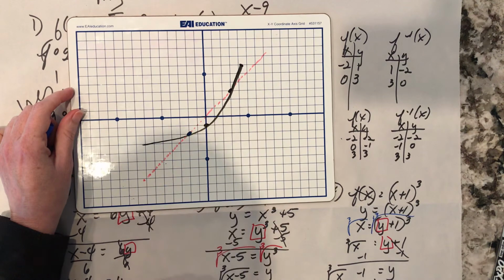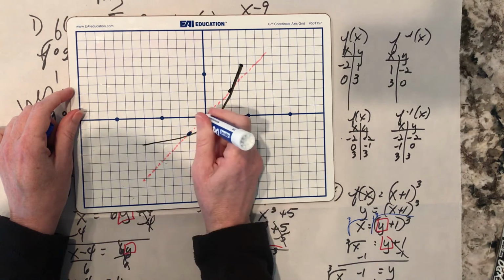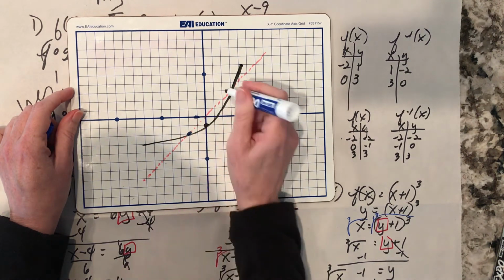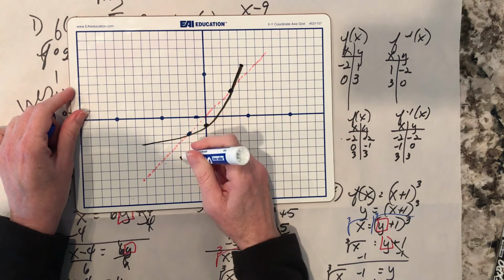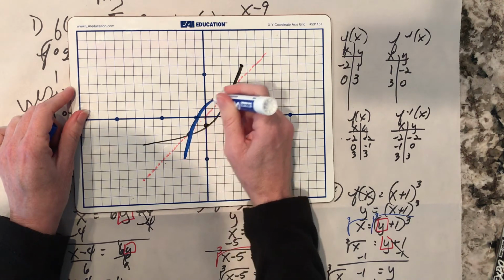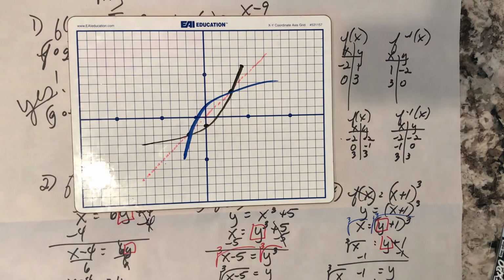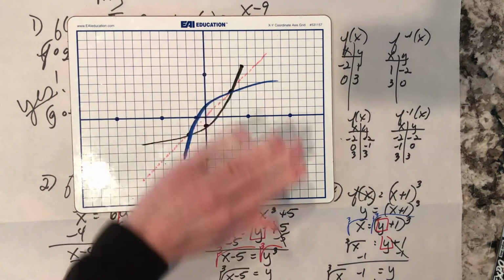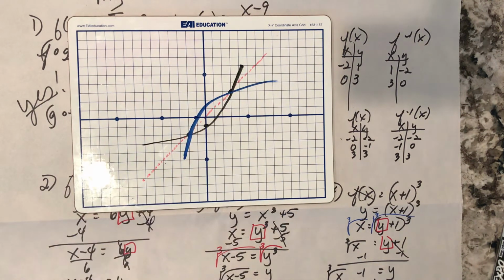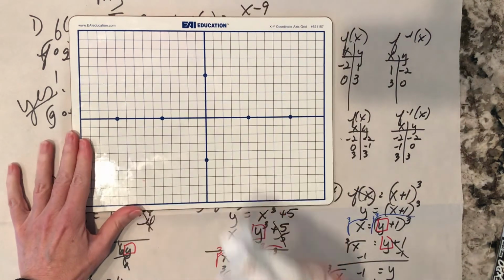Negative 2 will be that one. Negative 1, 0 is this guy. And 3, 3 is that guy. So we're looking at something like that. You can see that those are reflections across that red dashed y equals x line. So that's the inverse. The blue line is the inverse. Okay, let's go look at number 11.